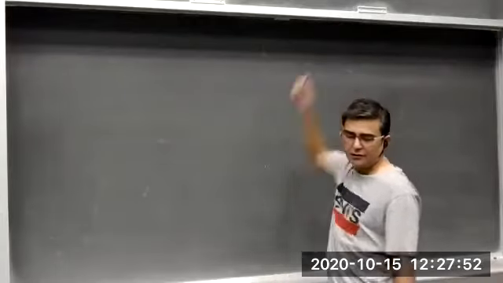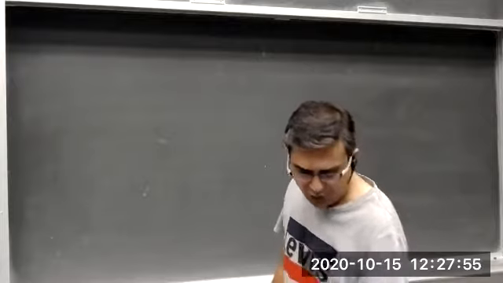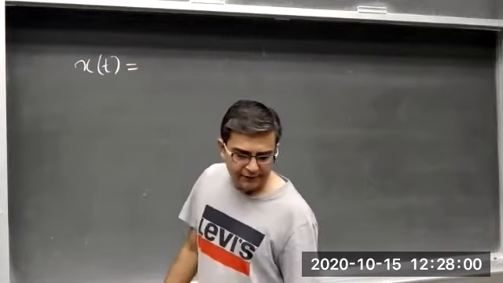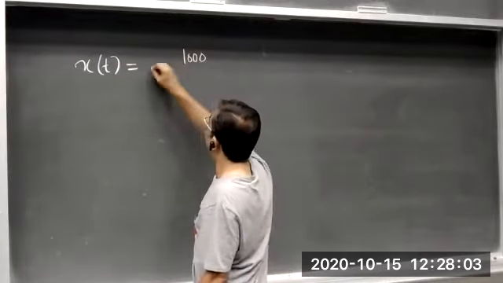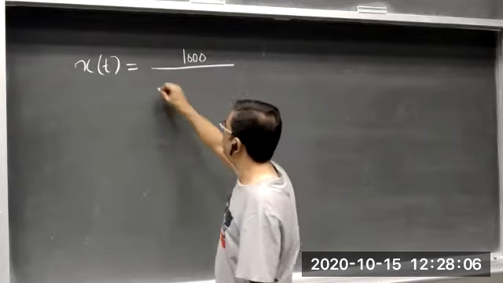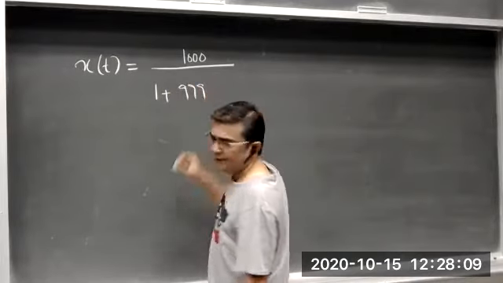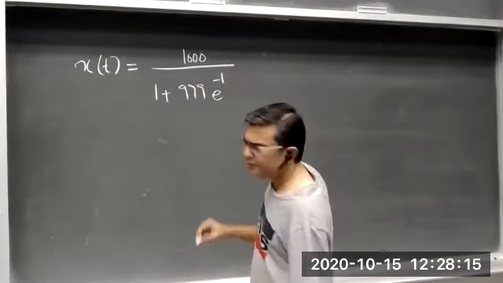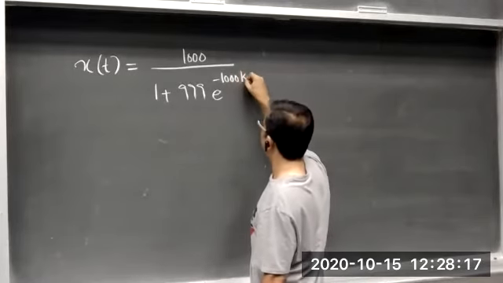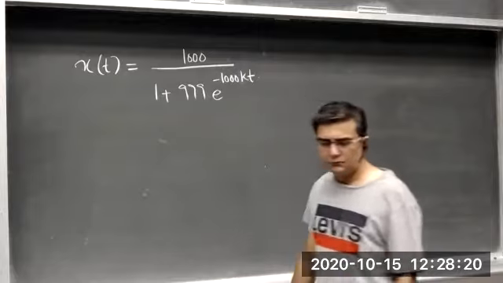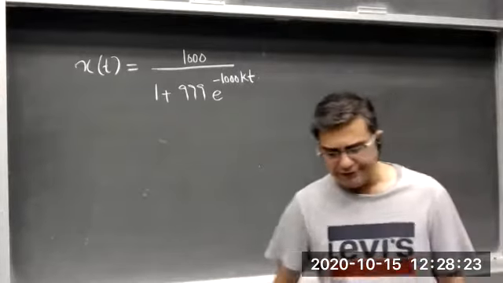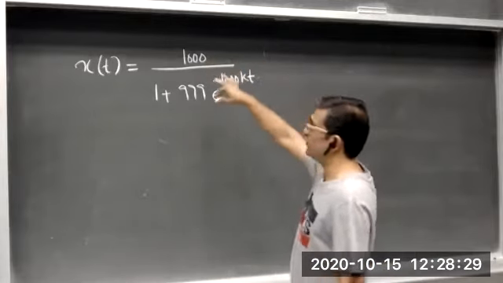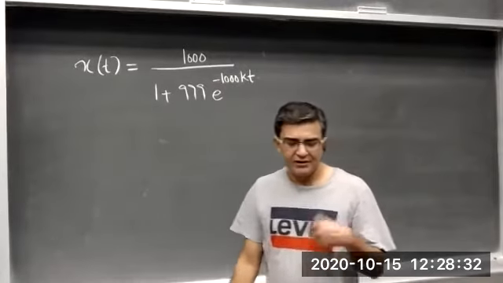You have to solve this differential equation, and after solving it, the solution is x of t equal to 1000 divided by 1 plus 999 e raised to the power 1000 minus 1000 kt. So this is the solution of the given differential equation after using the initial condition.